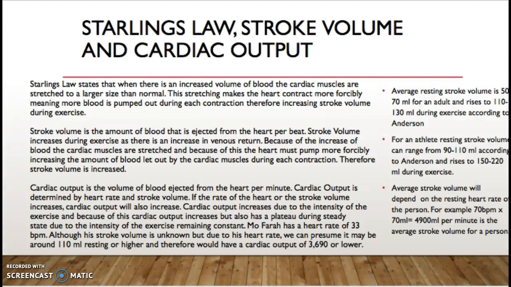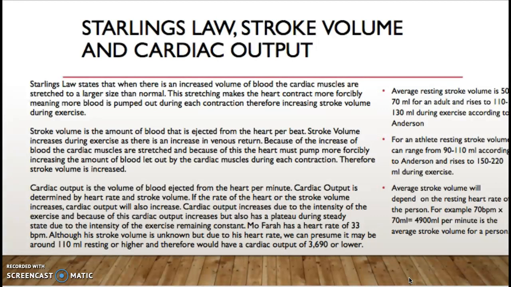Cardiac output is the volume of blood ejected from the heart per minute. Cardiac output is determined by heart rate and stroke volume. If the rate of the heart or the stroke volume increases, cardiac output will also increase. Cardiac output increases due to the intensity of the exercise, but also has a plateau during steady state, due to the intensity of the exercise remaining constant.